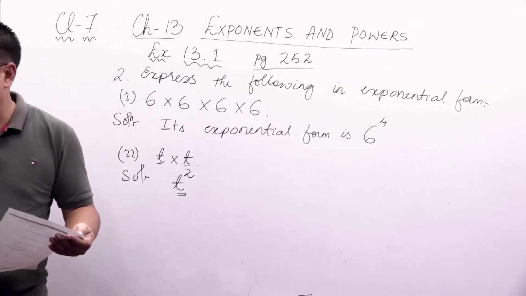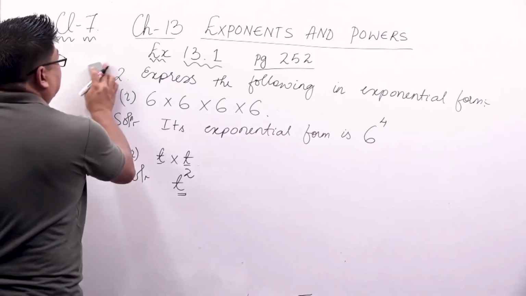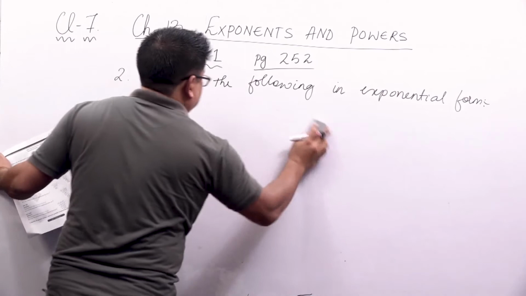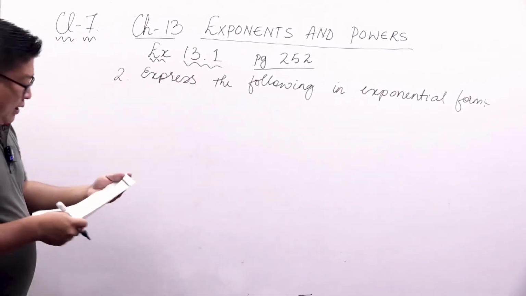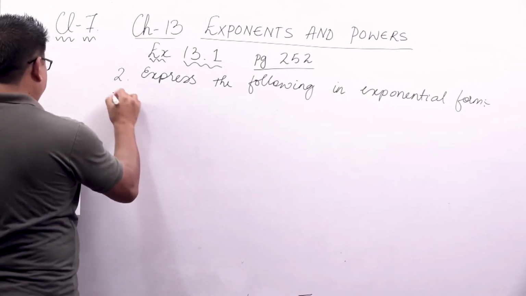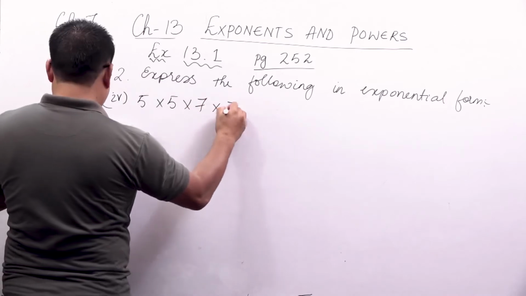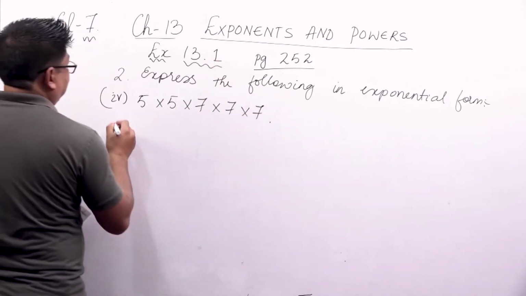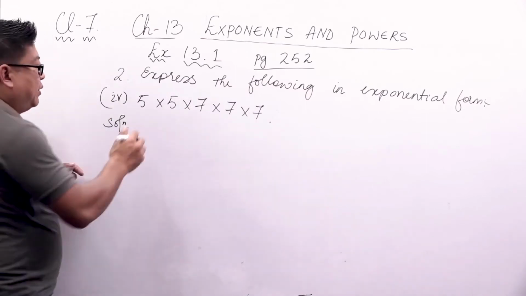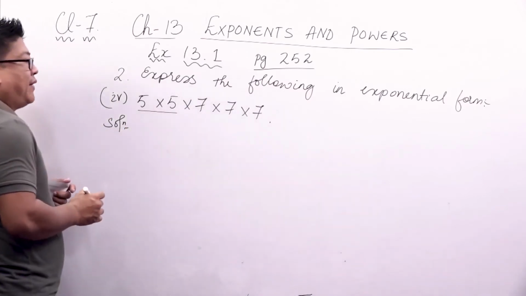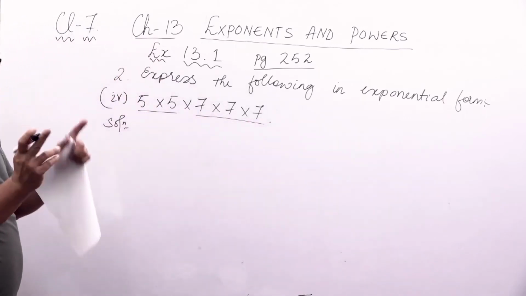Similarly, for question 3, you have been given b into b into b. So I think you can try that. It's very easy. Just count the number of b's and you will get the answer. All right. Let's look at the fourth one. 5 into 5 into 7 into 7 into 7. So here, if you look, you will see that these are 5 and 5, and these are 7, 7, 7. So two different bases, right?